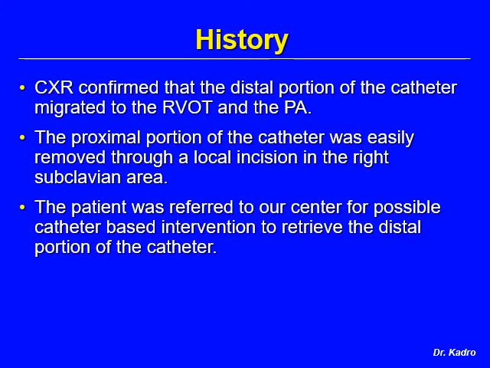Chest X-ray confirmed that the distal portion of the catheter migrated to the right ventricular outflow tract and the pulmonary artery. The proximal portion of the catheter was easily removed through a local incision in the right subclavian area. The patient was referred to me for possible catheter-based intervention to retrieve the distal portion of this portacath.